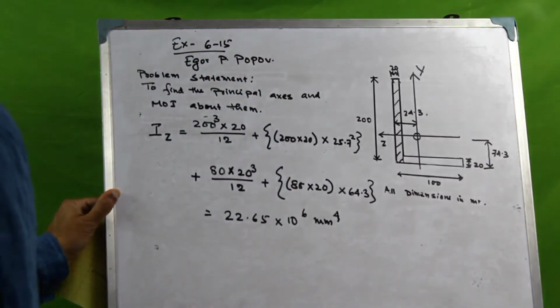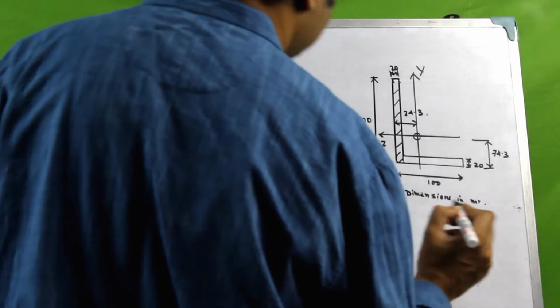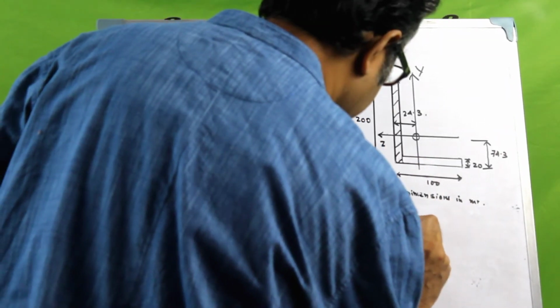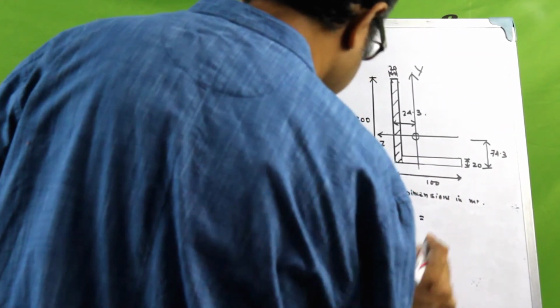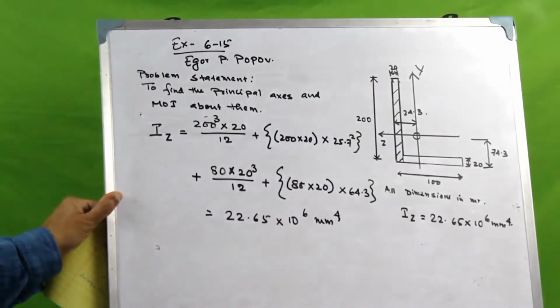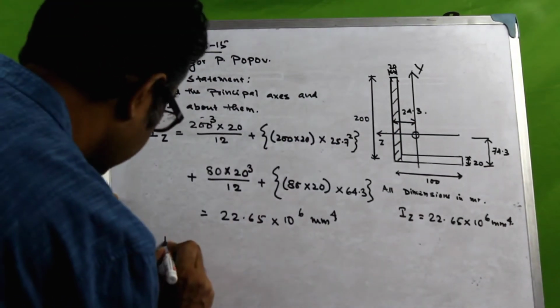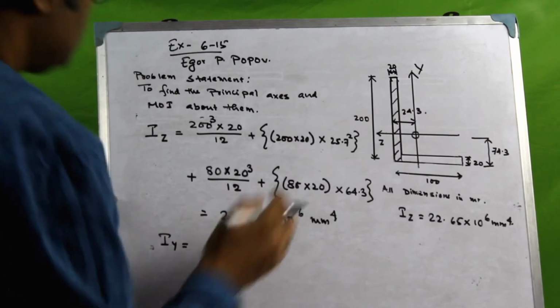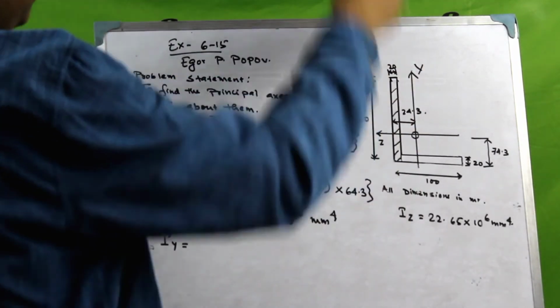Okay, so I write the value of Iz here, 22.65 into 10 to the power 6 millimeter to the power 4. Now similarly for Iy, so to find the moment of inertia about this axis.